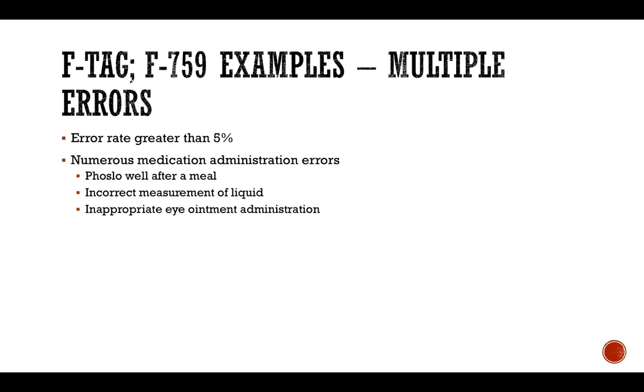Some other examples, F759 examples here, an error rate greater than 5%. The one example I pulled out: basically there were a few administration errors that happened. Fosrenol is a phosphate binder given with meals to lower phosphorus levels, usually in patients with CKD. That's supposed to be given with meals. It was given well after a meal. Incorrect measurement of a liquid. I believe that was something to do with Miralax and measuring out enough liquid to give with that Miralax.